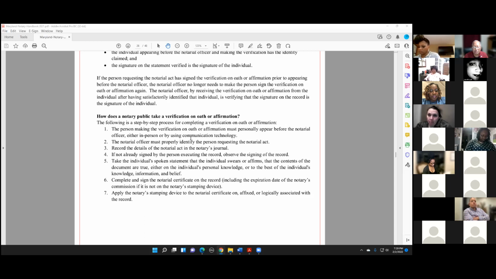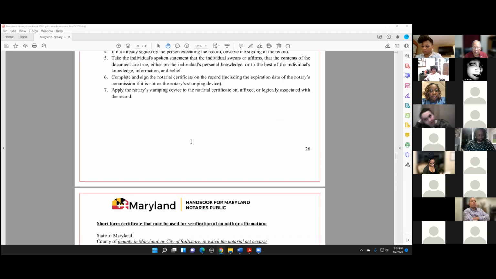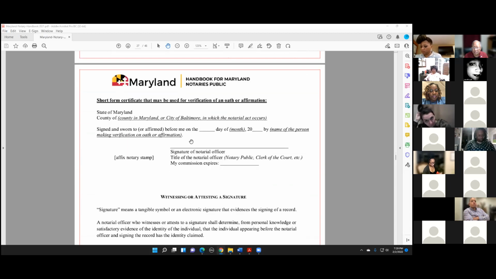Okay, so yes. Very good question there. And again, look at the language here for the notarization. See the certificate wording. What does it say? Signed and sworn. So now take a look at this. What wording in this certificate language lets you know that this is verification on oath or affirmation?